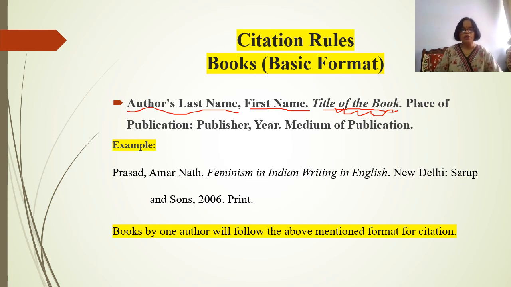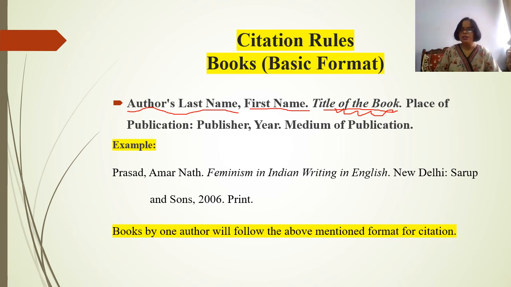Right. So now the example you see, author's last name and then the first name. Suppose the name of the author is Amarnath Prasad. So what we are going to do, we are going to write the last name first, that is Prasad, comma, Amarnath, full stop. The name of the book is Feminism in Indian Writing in English. So it is in italic. You are all able to view it. Then full stop. Then place of publication. So place of publication is New Delhi.